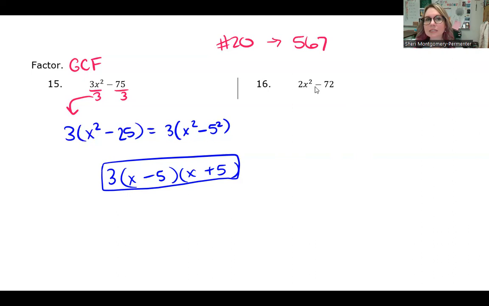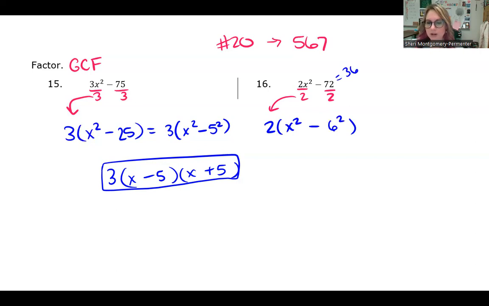For question 16, we have to do it the same way because 2 is nothing squared. So then I check to see, is there a GCF? Is there a number that can divide into 2 that can also divide into 72? 2. So if I divide out the 2, I put it out in front. So I get x squared minus what's 72 divided by 2? That's 36. Well, 36 is the same thing as what squared? 6 squared. So I just went ahead and wrote it like that.